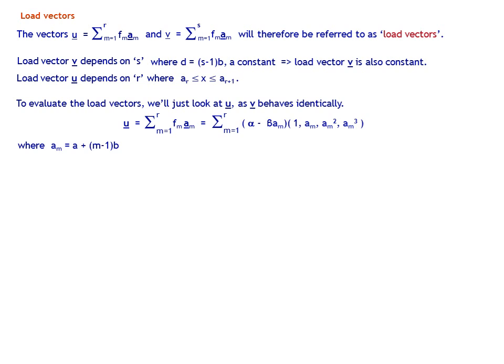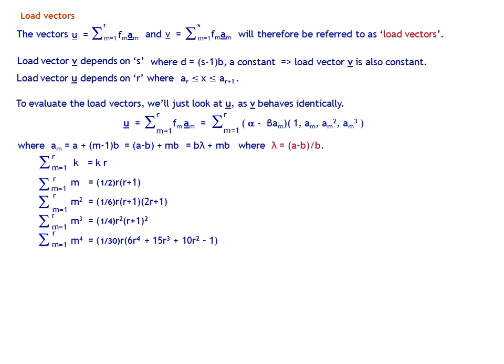The summation is over m, but we have a_m's, so we need to convert the a_m's into m's before we can carry out the summation. This is easily done, as we've already seen that a_m can be written as a plus (m minus 1)b, and I can take out the m term to give a minus b plus mb, which I can rewrite further as b lambda plus mb, where lambda is a new parameter defined to be equal to (a minus b) over b.